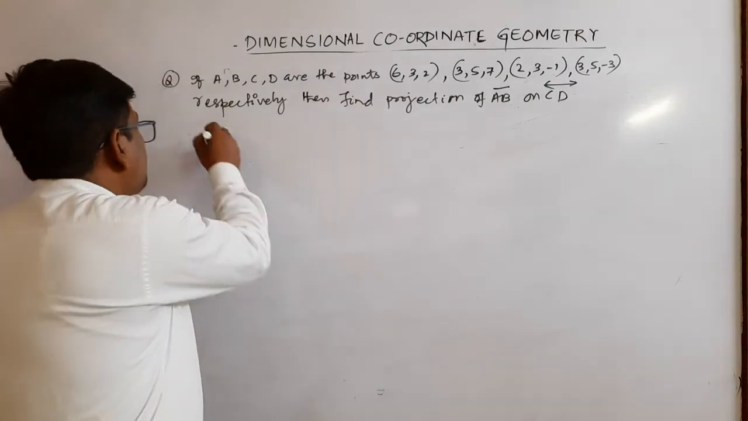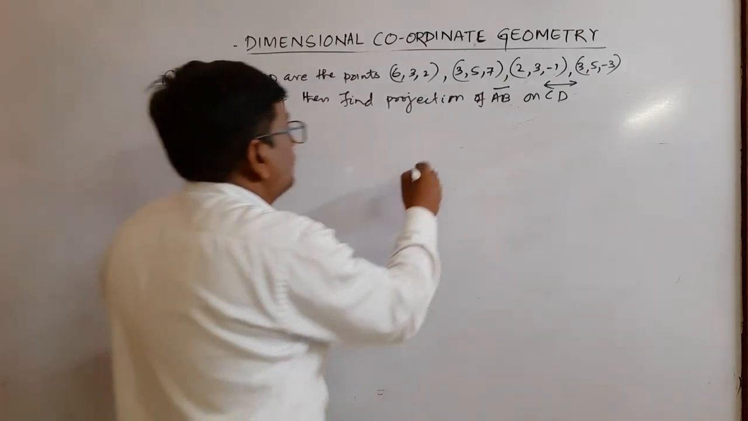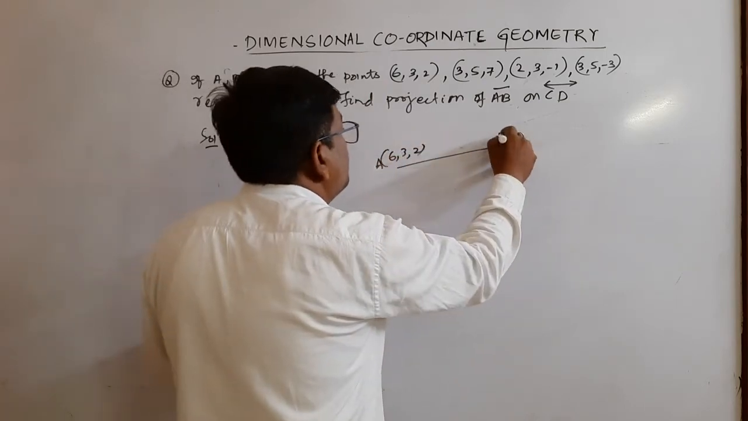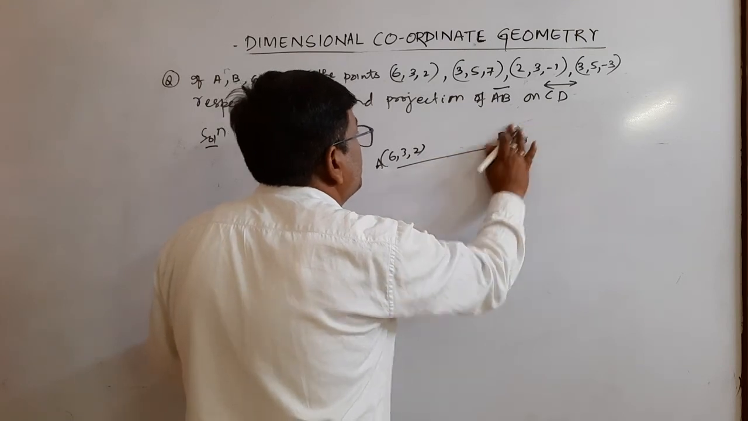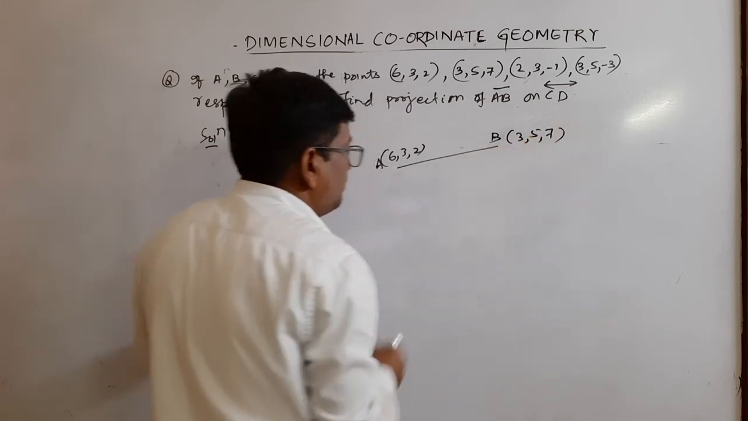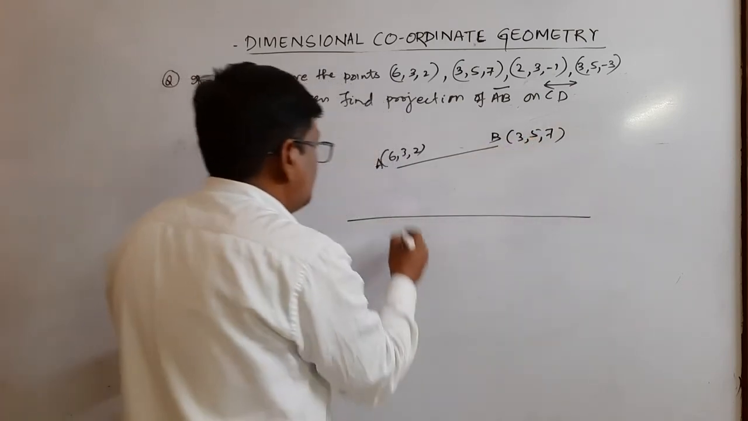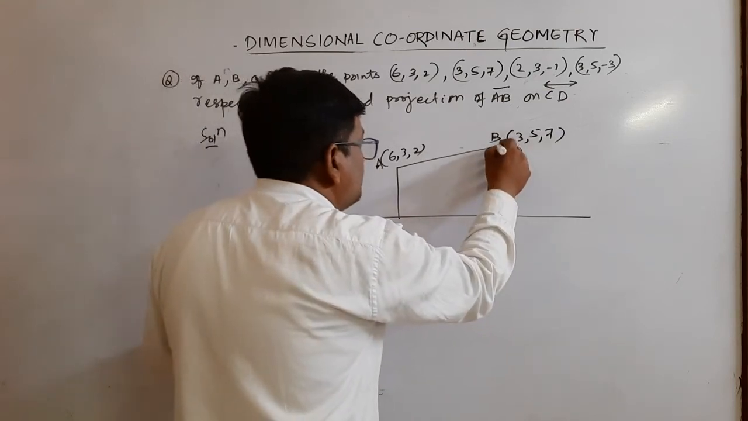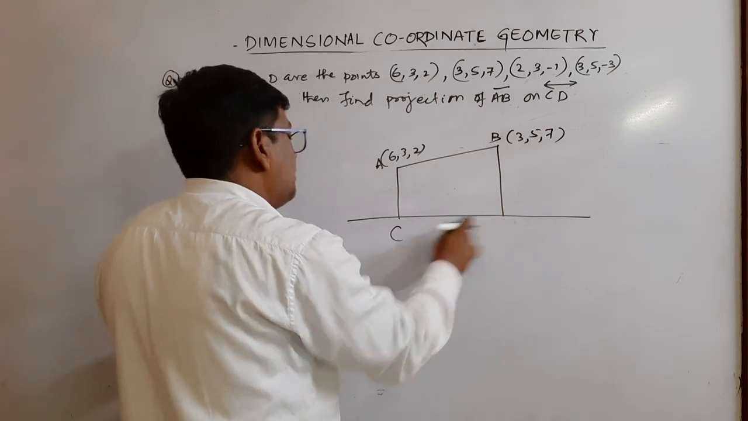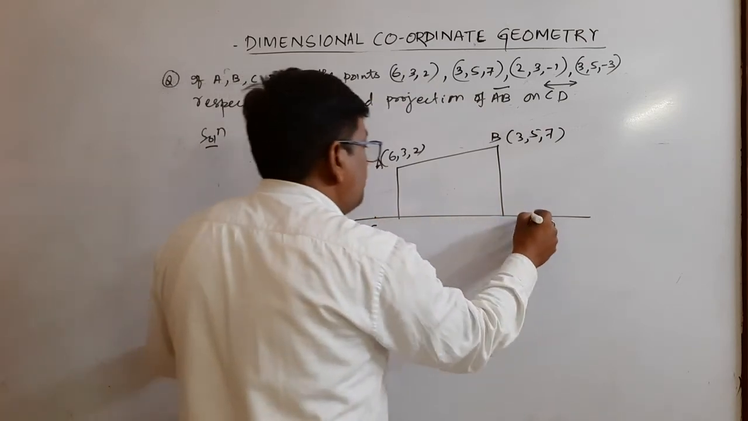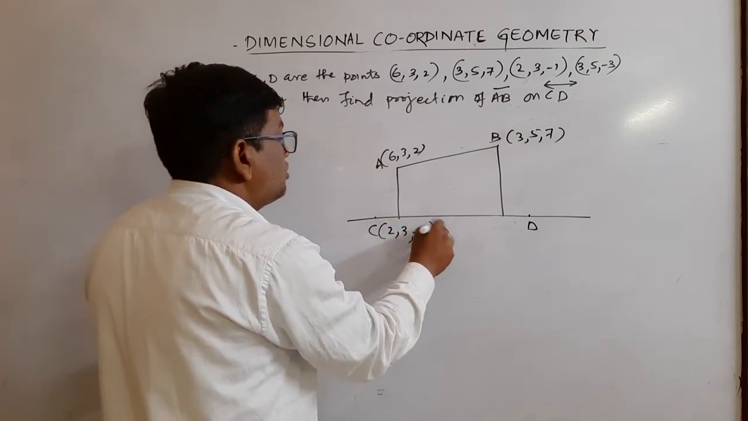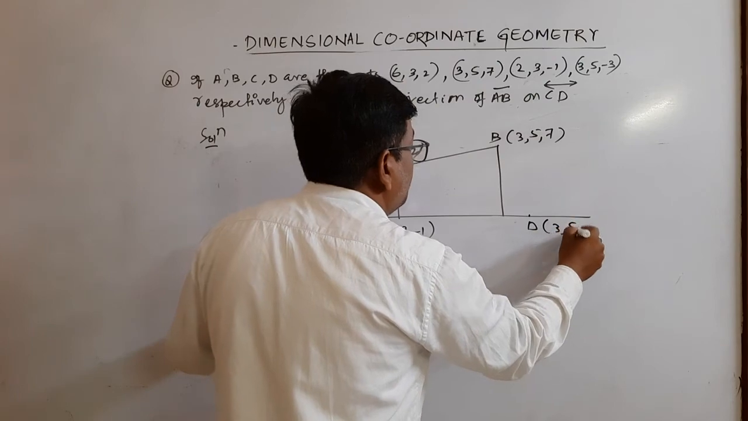So here is the solution. A is 6, 3, 2 and B is 3, 5, 7. End points are given and the line is here. This is the point C and this is the point D. Anywhere, C may be here, D may be here. So these points are 2, 3, minus 1 and 3, 5, minus 3.